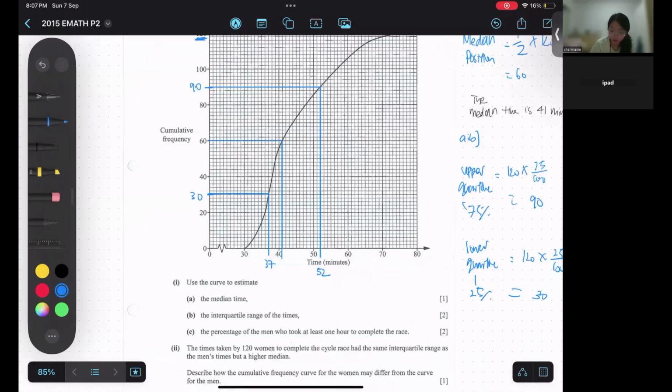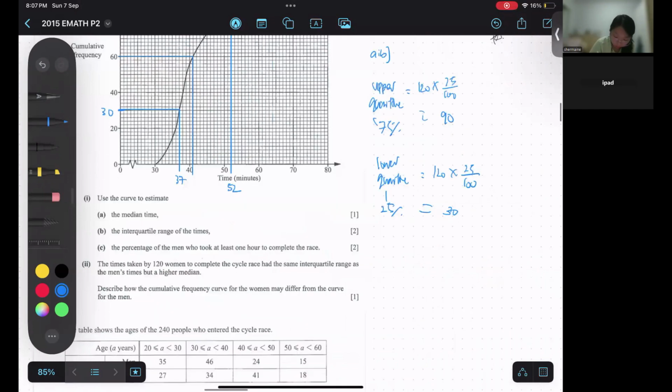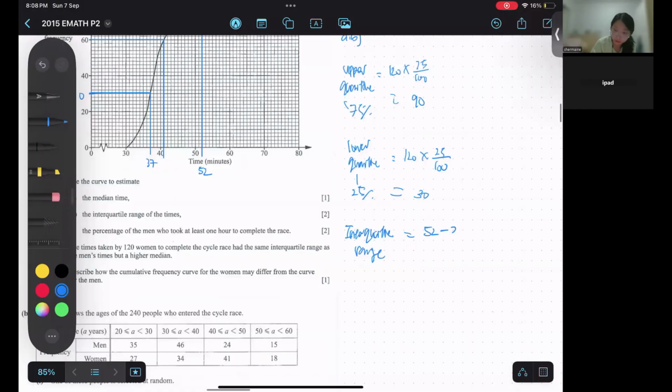Okay, so your interquartile range, we have 52 minus 37, which gives you 15 minutes. Oh my God, can't spell.